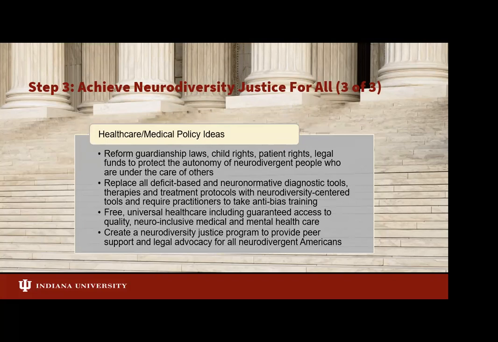Okay, and then here's a few healthcare medical policy ideas. These are just a few of the ways that you can further engage your community and achieve justice in our larger society for neurodivergent people. But these are not the only ways. And the best part about social justice is that we all get to decide what it means, what neurodiversity means, and how our social institutions can be made to provide justice to all people. Next slide.